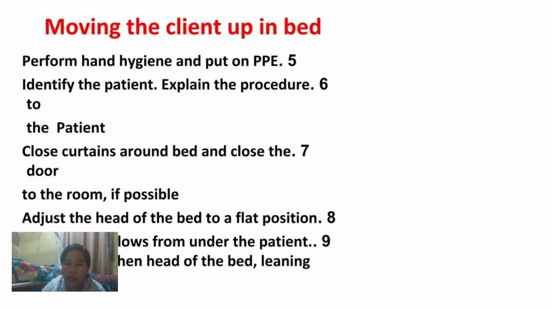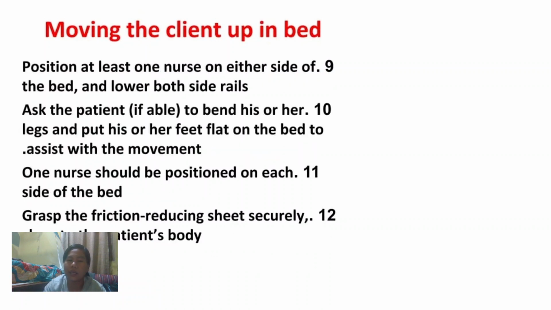Adjust the head of the bed to a flat position. Remove all pillows from under the patient. Leave one at the head of the bed. Lean in position, with at least one nurse on either side of the bed, and lower both side rails. Ask the patient to bend his or her legs and put his or her feet flat on the bed to assist with the movement. One nurse should be positioned on each side of the bed.